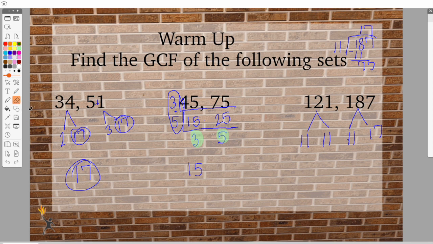Again, I'm down to all my prime numbers. 11 is prime. Oh, I didn't mean to erase. 11 is prime. 17 is prime. We can see what they have in common is 11. That makes my GCF 11, 15, and 17.